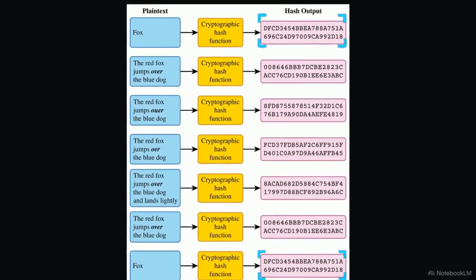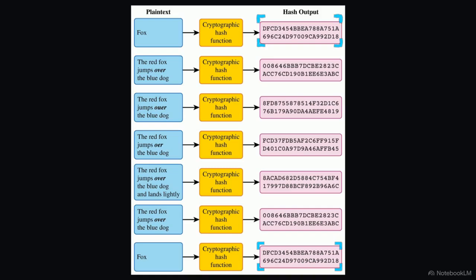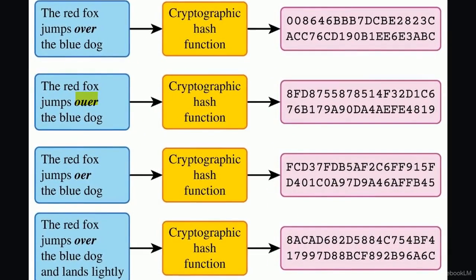Notice the top and bottom rows. Identical inputs yield the exact same output. But even minor misspellings generate completely unique hashes, demonstrating the avalanche effect.